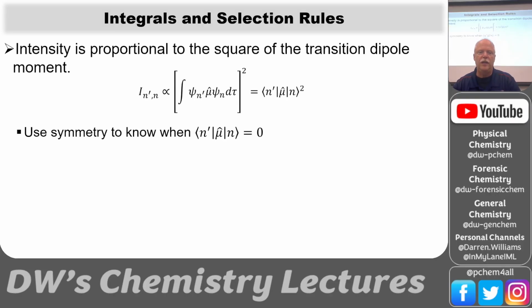So with integrals, the intensity from n to n prime of a transition is going to be the square of the integral of the transition dipole moment. Okay, so this transition dipole moment integral is right here. Now Dirac shortened that integral notation to these angle brackets. So this is the same thing. And we can use symmetry to know if this is equal to 0.